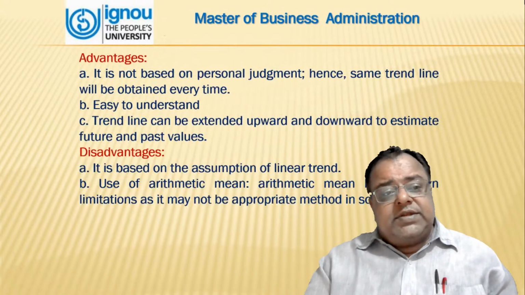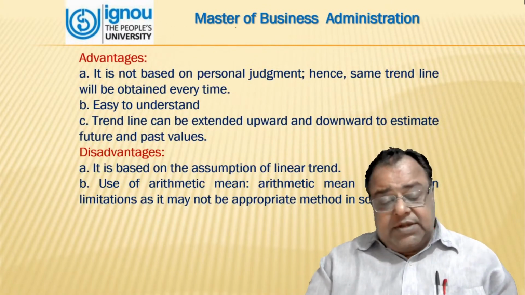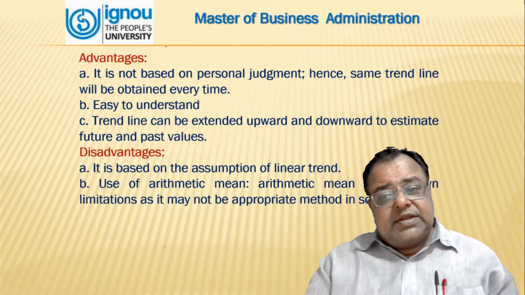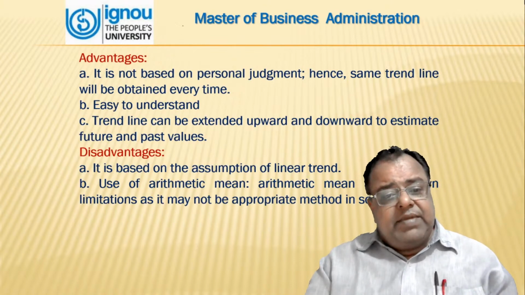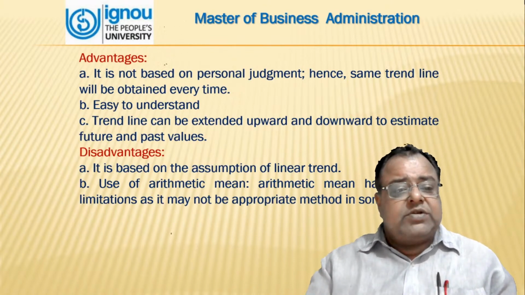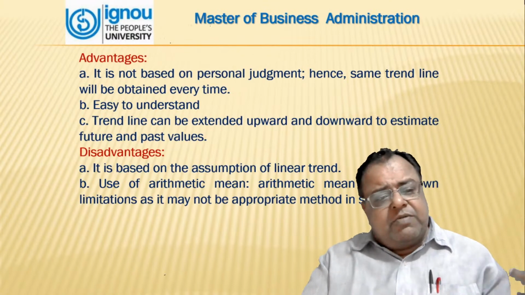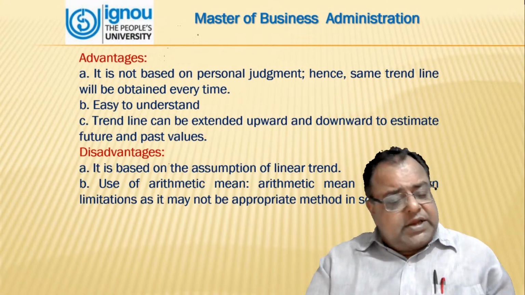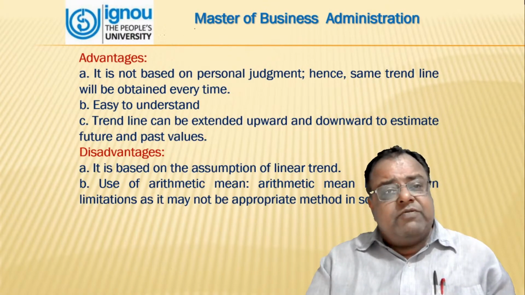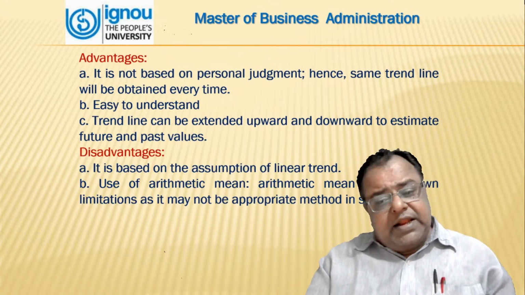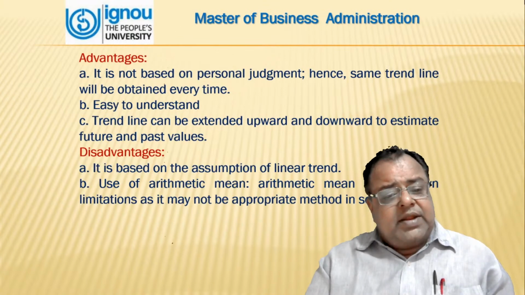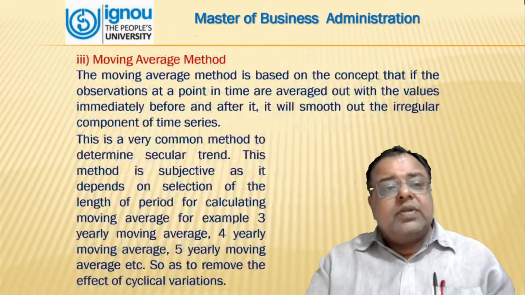What are the advantages? It is not based on personal judgment, hence the same trend line will be obtained every time. It is easy to understand. Trend lines can be extended upward or downwards to estimate the future or past values. Disadvantages: it is based on the assumption of a linear trend and use of arithmetic mean. Arithmetic mean has its own limitation as it may not be an appropriate method in some cases.